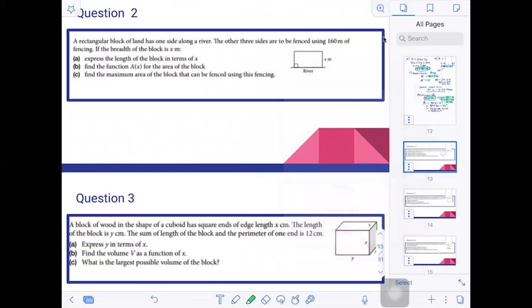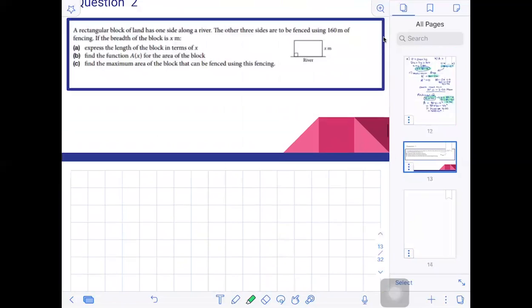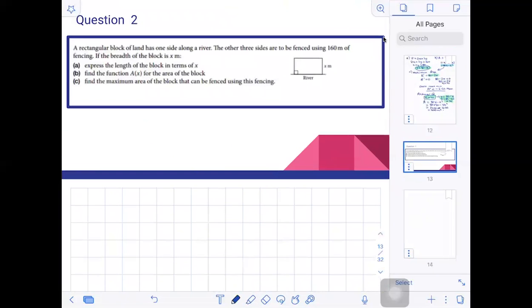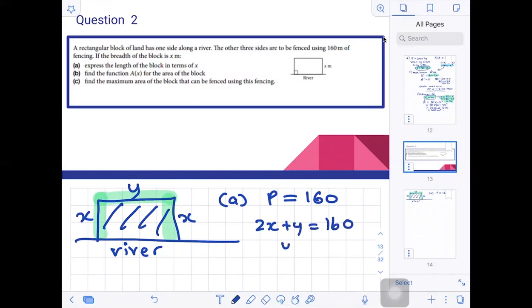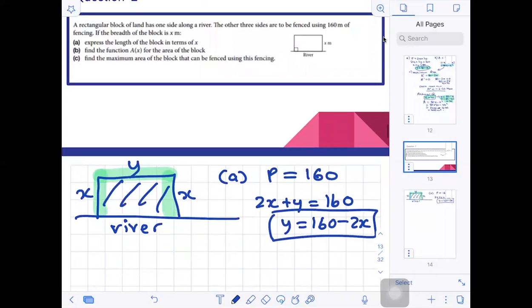So question 2, I'm just going to look at this one. Okay, so we have a restriction on here now. This one has a river, that is x, we'll call that y, and that's x, and it's a rectangle. So the perimeter of this is 160 of fencing, so that's just the x plus the y plus the x. So that means 2x plus y is 160, y is 160 minus 2x.